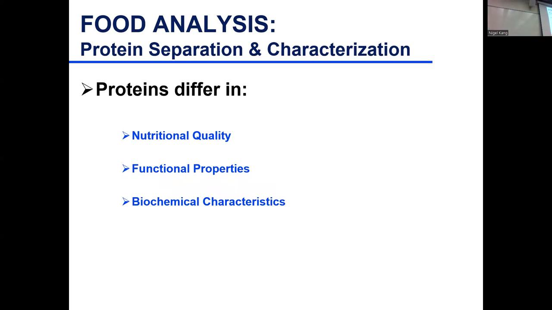Proteins, you know, the backbone of proteins are amino acids. Depending on the type of amino acid and the sequence of amino acids, proteins are different. Depending on the structures of proteins, they are different. So proteins differ in different terms. One of them is nutritional quality. When we have a protein concentrate, its nutritional quality differs from protein isolate. Some nutrition beverages have whey protein isolate. If you add whey protein concentrate or hydrolyzed, the nutritional quality is different.